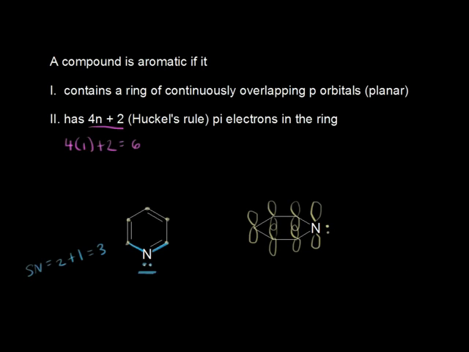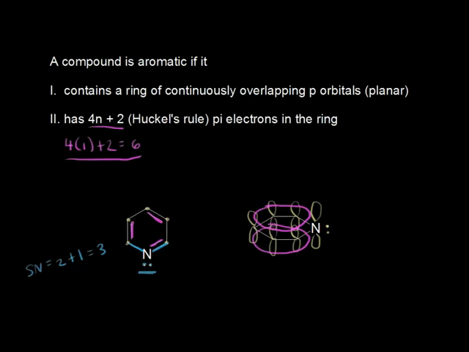and so we can go ahead and sketch in the p orbital like that. And if we look at the number of pi electrons in pyridine, right, there's 2, 4, and 6 pi electrons. So that fulfills Huckel's rule. So there are 6 pi electrons, and we can see that the pyridine molecule is a ring of continuously overlapping p orbitals. So these p orbitals can overlap side by side, and those 6 pi electrons can be delocalized throughout the ring. And so since this meets both of the criteria, pyridine is an aromatic molecule, so it has some extra stability associated with it.